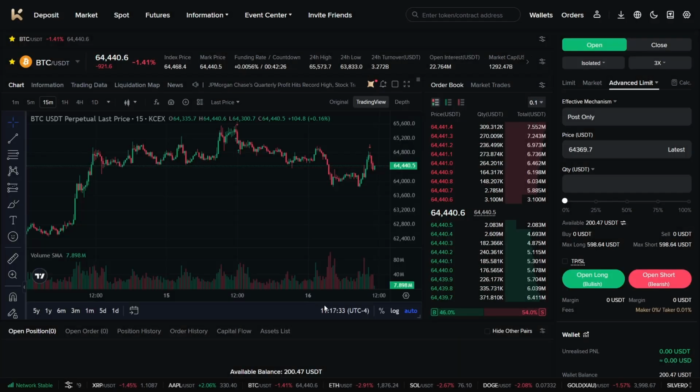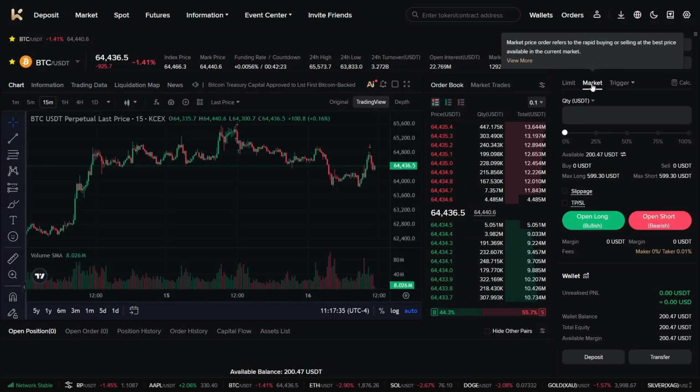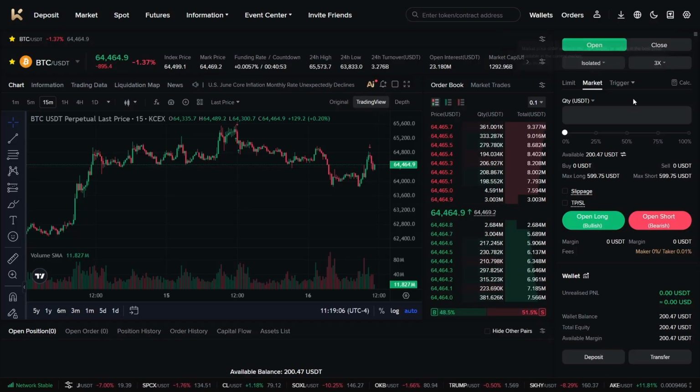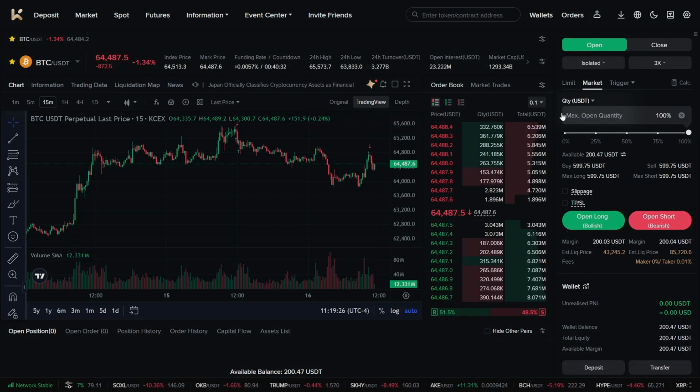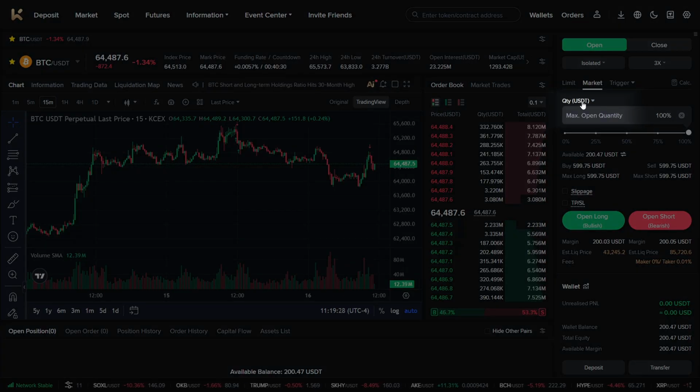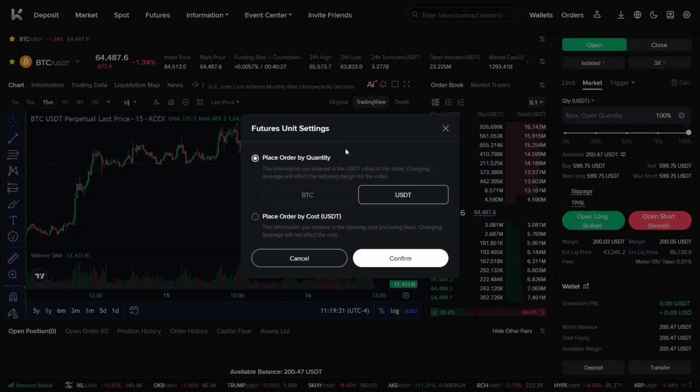For this tutorial, we are going to execute a market order, as the order will fill right away while we are recording. We are going to place a 3x market long on BTC with our full balance. We can see there's something that says quantity USDT. If we click on this, these are the futures unit settings. KCEX's unit settings let us place an order by quantity or by cost.